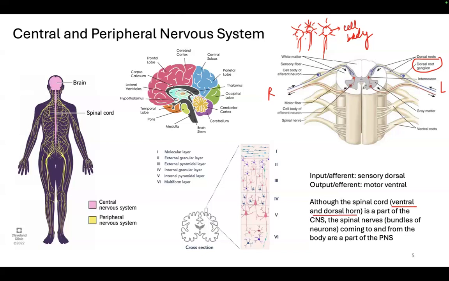So neurons which are within the central and within the ventral and dorsal horn, so that is entirely inside the spinal cord, they are a part of the CNS. And then these root ganglions that we talked about, since they're coming from the body, they are a part of the peripheral nervous system. Okay, so just remember.